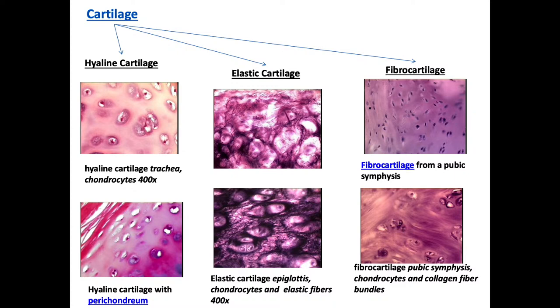Via diffusion. First of all, they are moving by the hydrostatic pressure into the interstitial fluid. And from interstitial fluid, via diffusion, it moves into the different surrounding tissues. Cartilage tissue is one of them. But besides the blood vessels, what is another function of perichondrium?